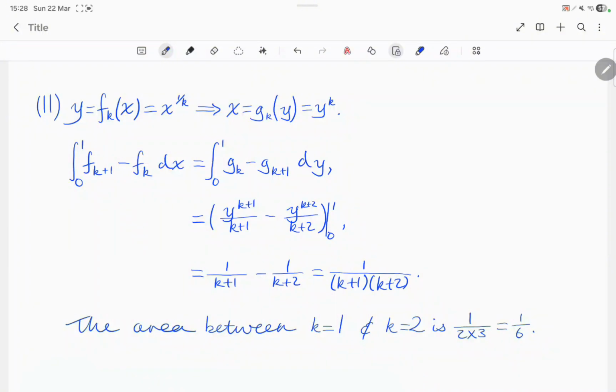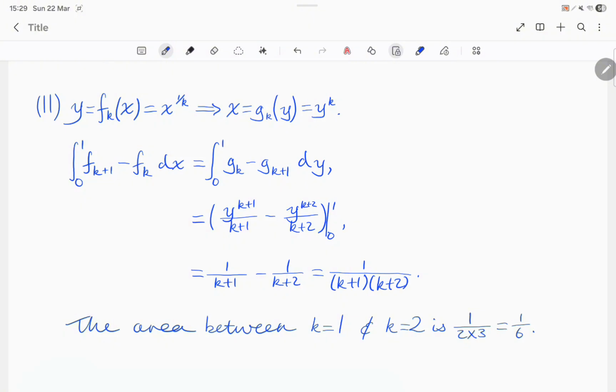Now, let's move on to part 2. Firstly, we'll notice that because y is equal to x to the 1 over k, we can write x is equal to y to the k, and this function will be known as gk of y. This allows us to equate the integral between 0 and 1 of fk plus 1, take fk with respect to x, and the integral between 0 and 1 of gk, take gk plus 1, with respect to y.